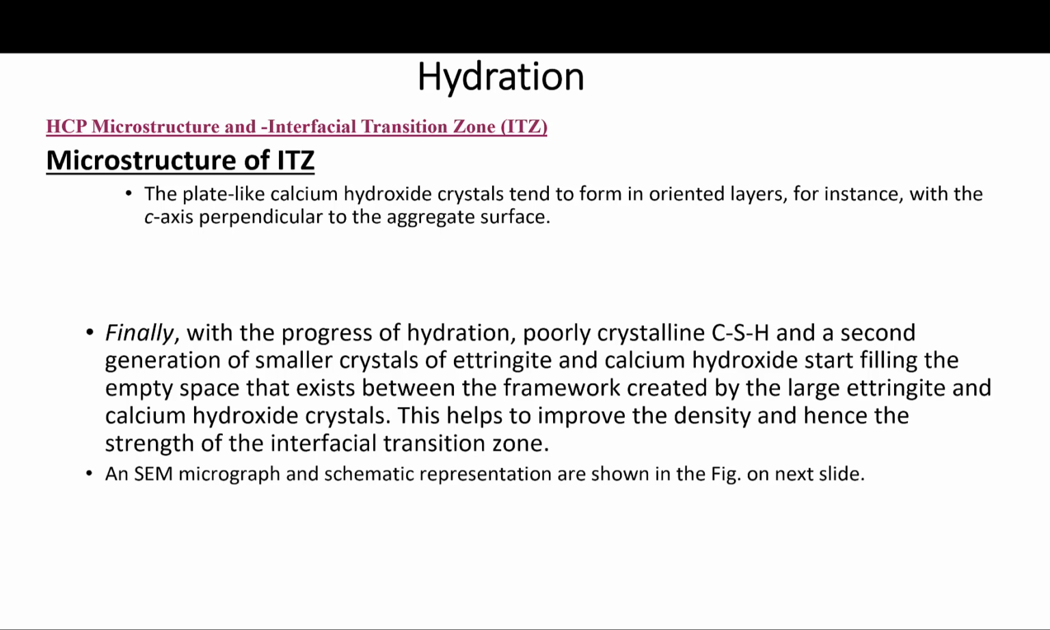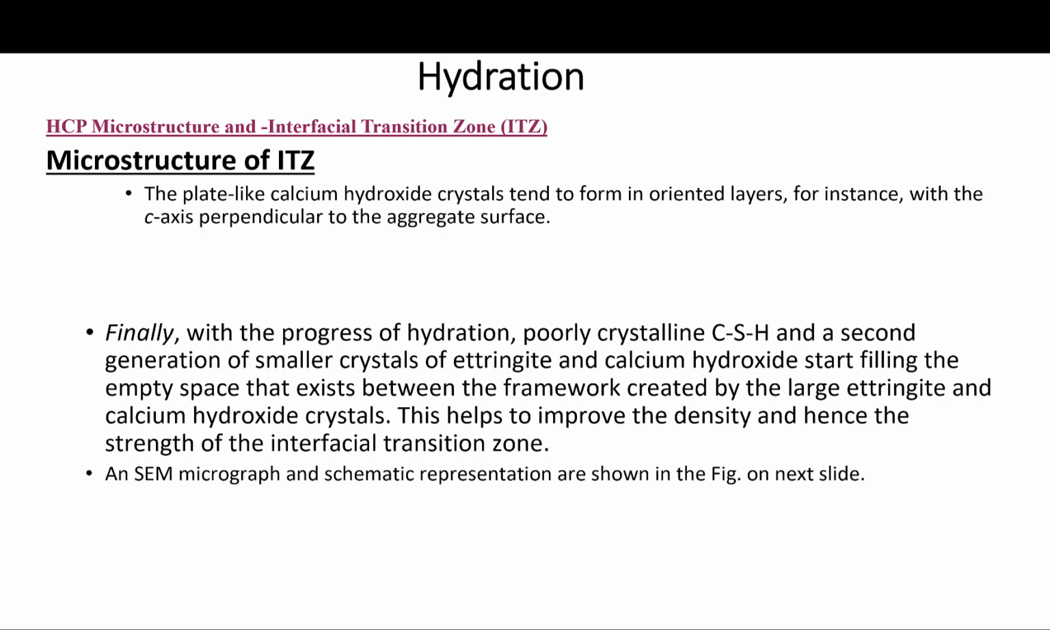Finally, with the progress of the hydration, poorly crystalline calcium silicate hydrate and a second generation of smaller crystals of ettringite and calcium hydroxide start filling the empty space that exists between the framework created by the larger ettringite and calcium hydroxide crystals. This helps to improve the density and hence the strength of the interfacial zone eventually.